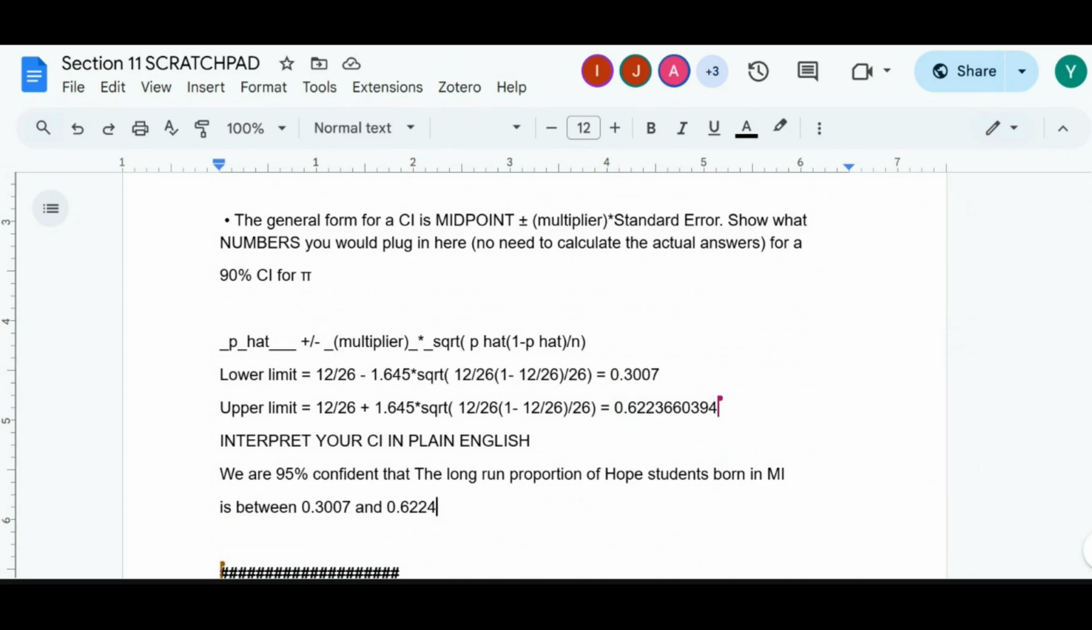Everyone knows this. So it's like, if I told you the long run proportion of Hope students born in Michigan is some number between 0 and 1. This is me talking like a politician, saying a lot but saying nothing. It's not fake, it's true. The proportion of Hope students born in Michigan is between 0 and 1. Yes, 0 and 100%, of course. But we all want narrower CIs because the narrower the CI, the more it tells us actually.